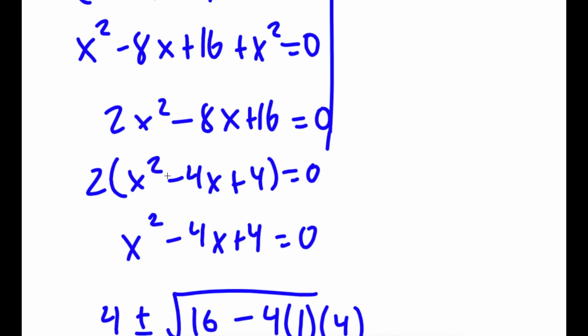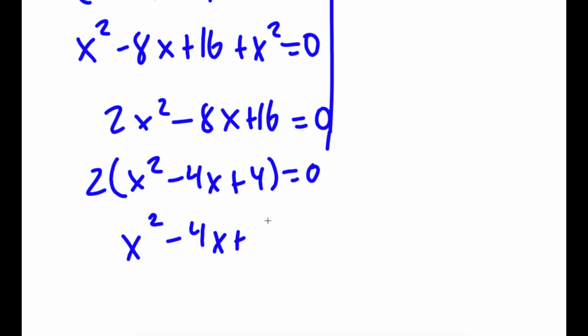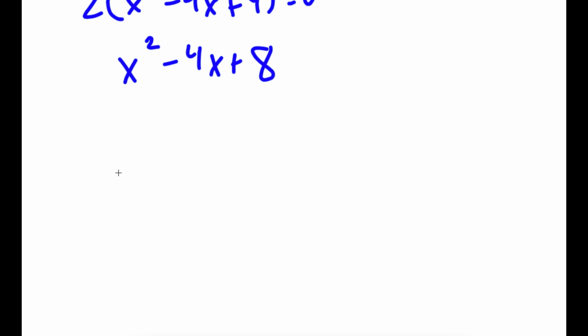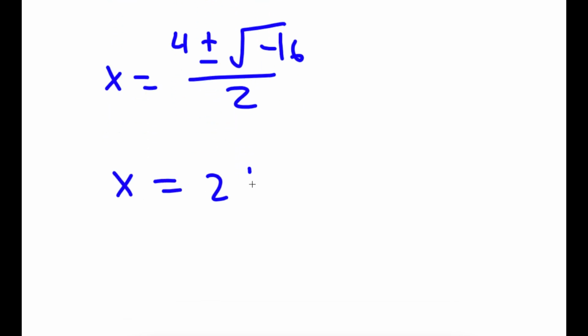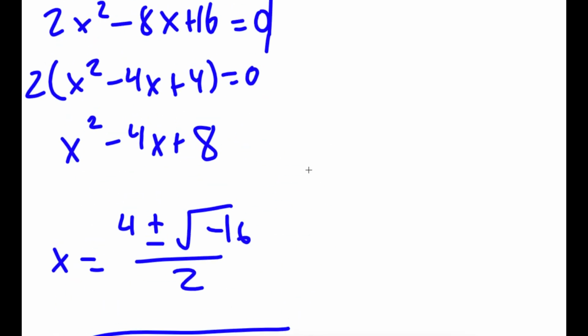Sorry, it actually looks like I made a mistake. This should not be 4, this should be 8. So now I get x is equal to 4 plus or minus the square root of negative 16 over 2, which is equal to 2 plus or minus 4i. So these are two solutions.